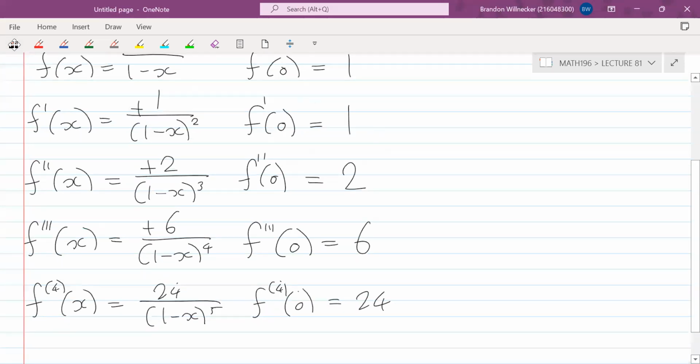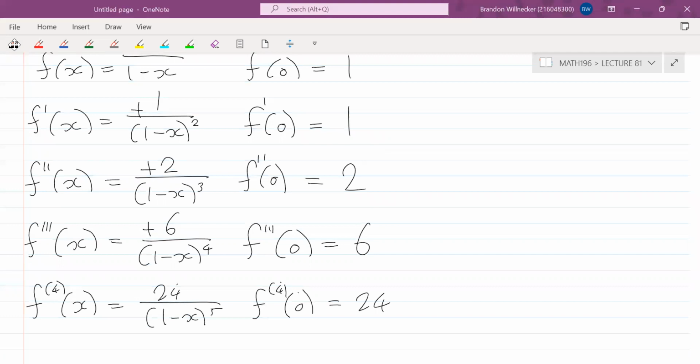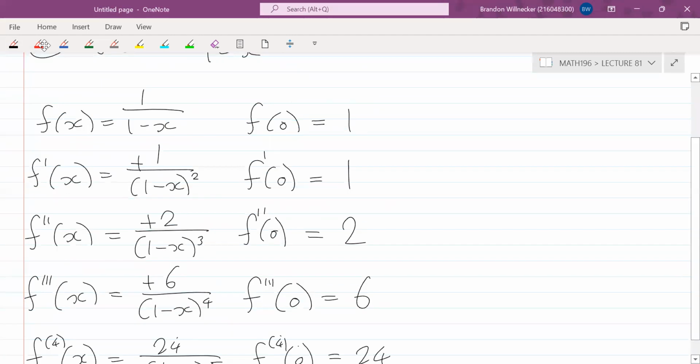Okay, so what is the pattern here? Well, notice that each time we take the derivative, we are using the power rule. So remember what I said before, after multiple uses of the power rule, we end up with a factorial. So notice that the first term, the first one here, 1, we can write that as 0 factorial.